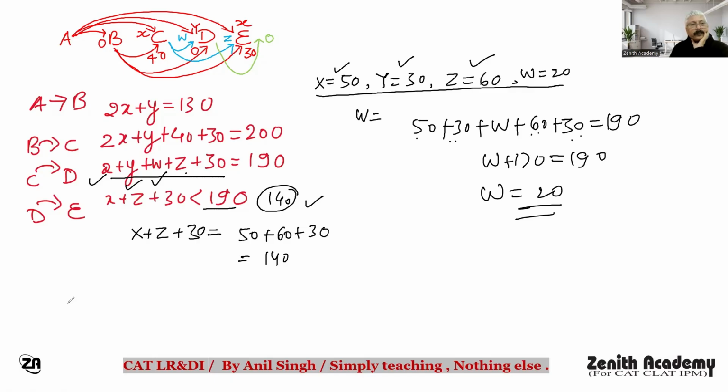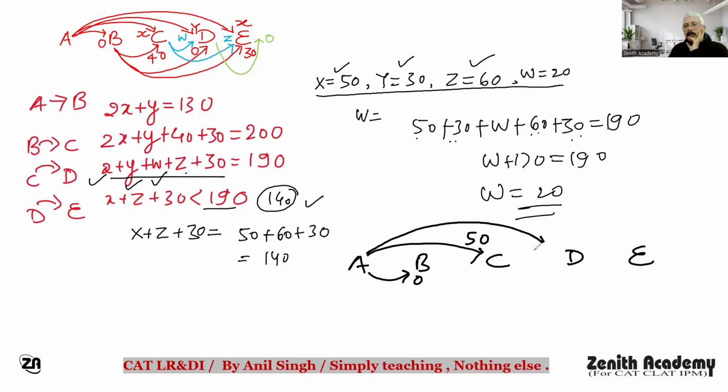A to B, A, B, C, D, A to B 0. A to C x, and x is equal to 50. A to D y, and y is equal to 30. Then A to E is x, and this is 50. Okay.